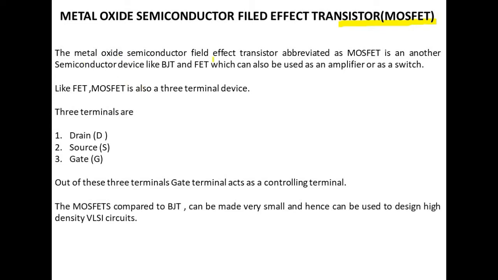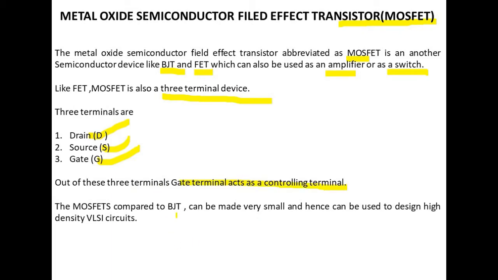The Metal Oxide Semiconductor Field Effect Transistor, abbreviated as MOSFET, is another semiconductor device like BJT and FET, which can also be used as an amplifier or as a switch. Like FET, MOSFET is also a three-terminal device. These three terminals are drain, source and gate. Out of these three terminals, gate terminal acts as a controlling terminal.